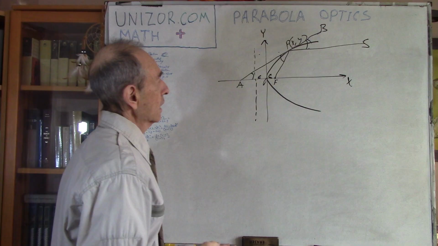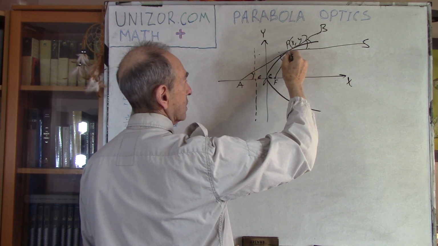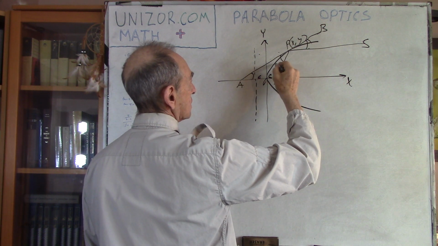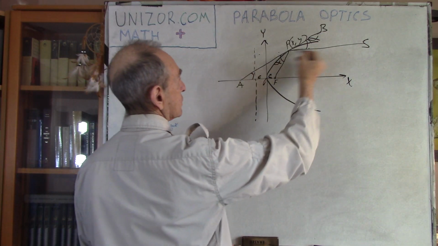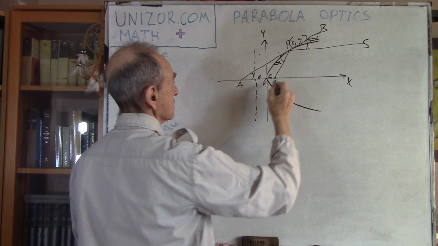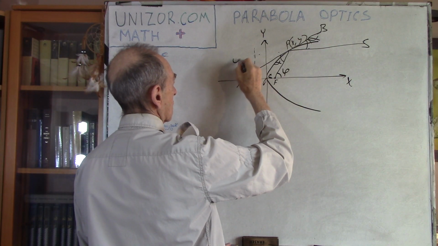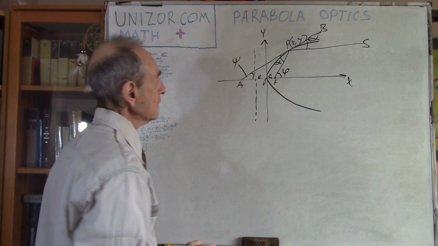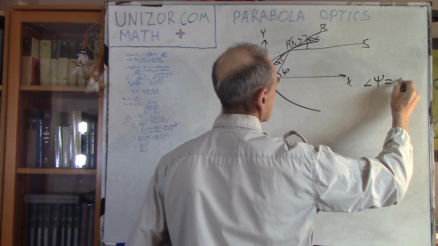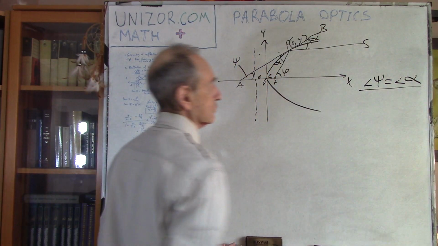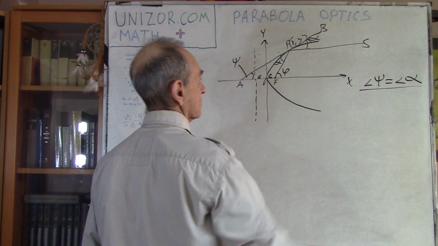So I will use it, and to prove the parallelism of these lines, regardless of the point P, I will have to prove that this angle is equal to this angle. Let's call it alpha, and this is angle also alpha because of the reflection law. And this is angle, let's say, phi, and this is angle psi. So I have to prove that angle psi is equal to angle alpha. That's what I have to prove. From this would follow the parallelism.